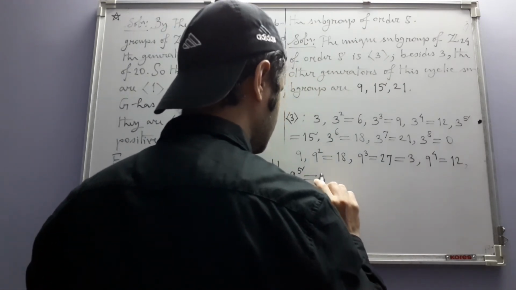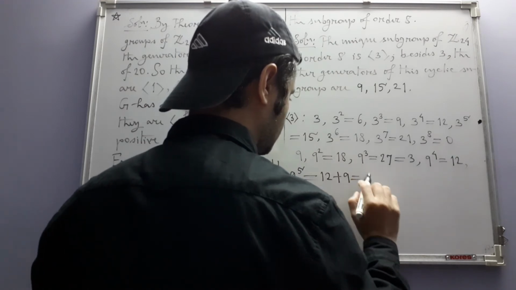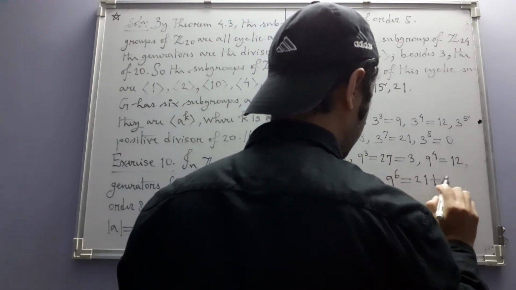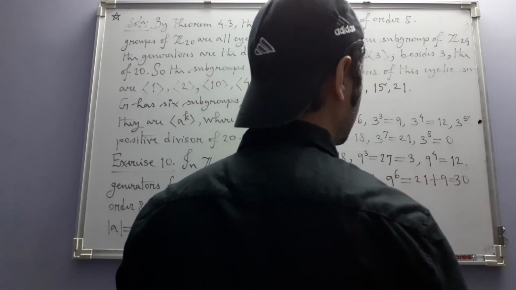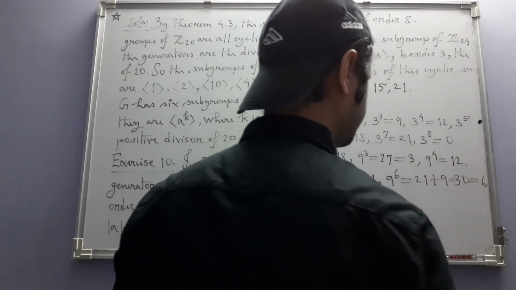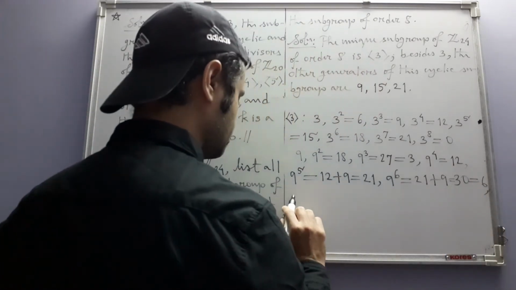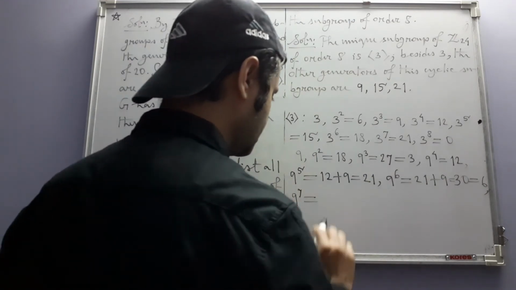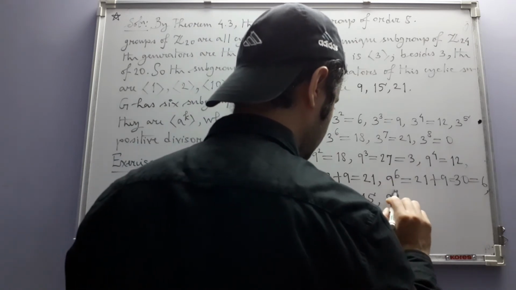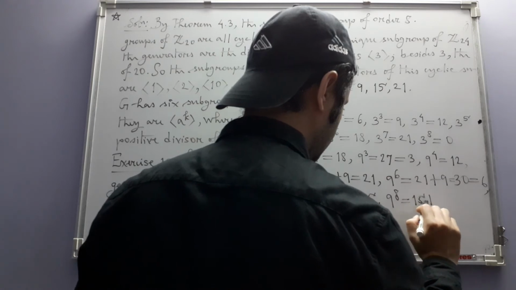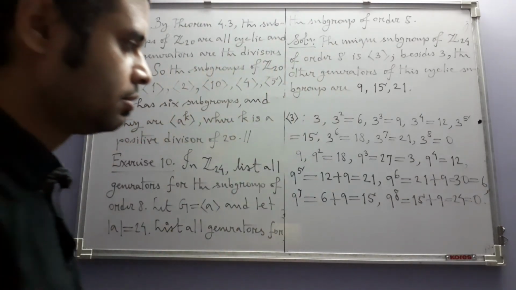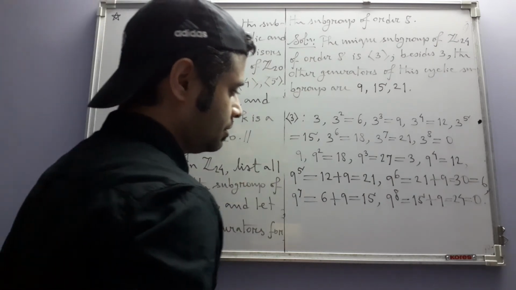9 to the power 5 is 21. 9 to the power 6 is 21 plus 9, 30. Modulo 24, this is 6. 9 to the power 7 is 6 plus 9, that is 15. 9 to the power 8 is 15 plus 9, 24. Modulo 24, this is 0. And then of course again things will be repeated. So are we really getting all the elements?